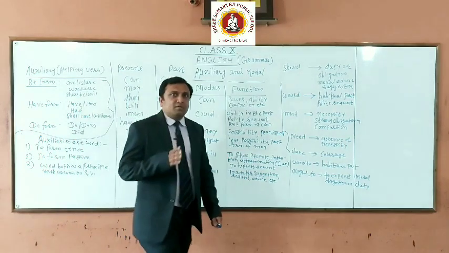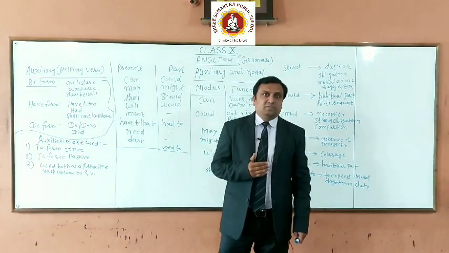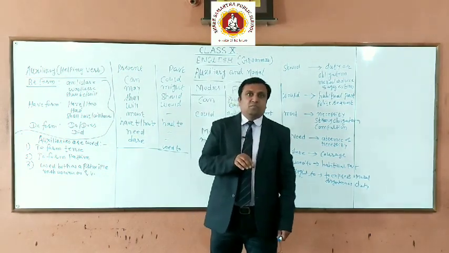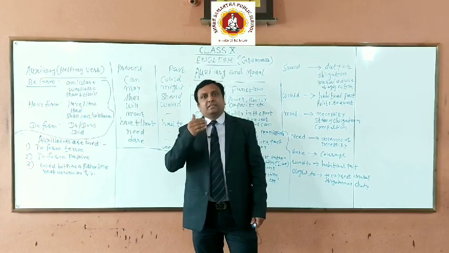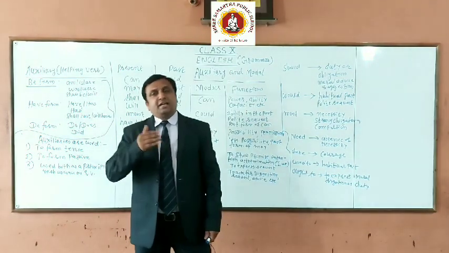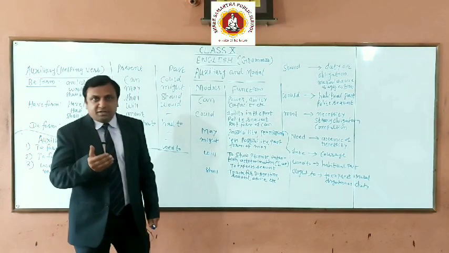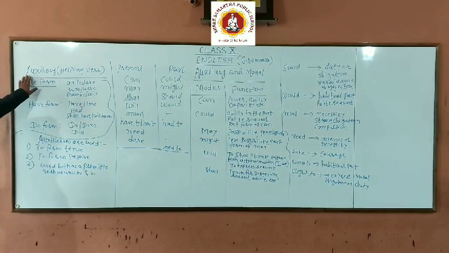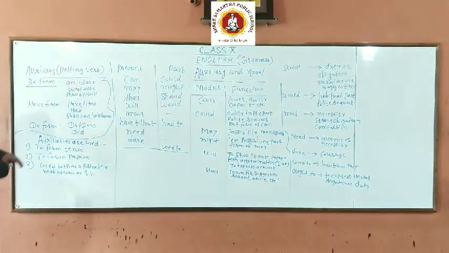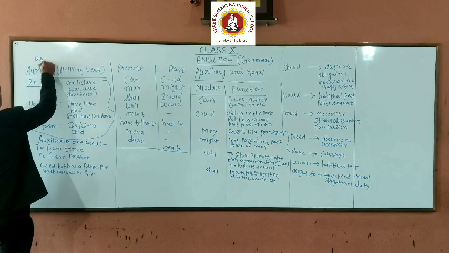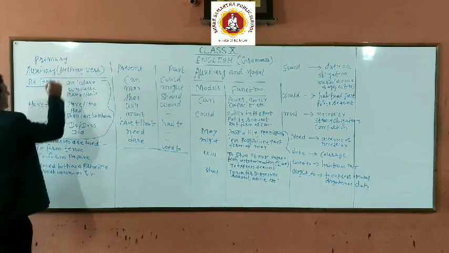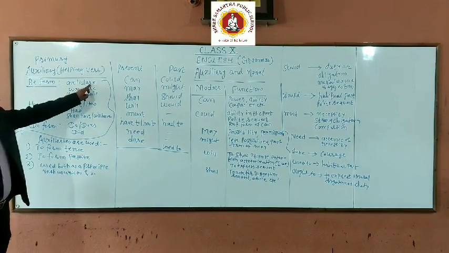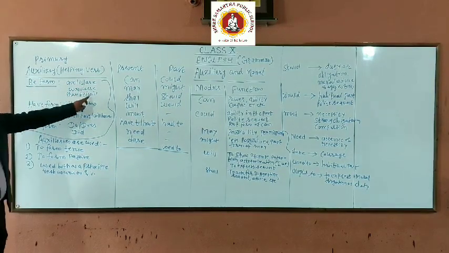Helping verbs are used in the sentence. Because of the helping verb, we form tenses. We make the construction of passive voice and many more constructions. So auxiliary verb plays a major role. So first let's see primary auxiliary verb. Among the primary auxiliary verbs, we have seen their examples. Be form: am, is, are, was, were, shall be, will be.